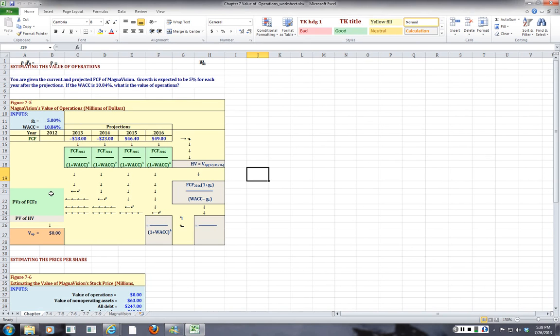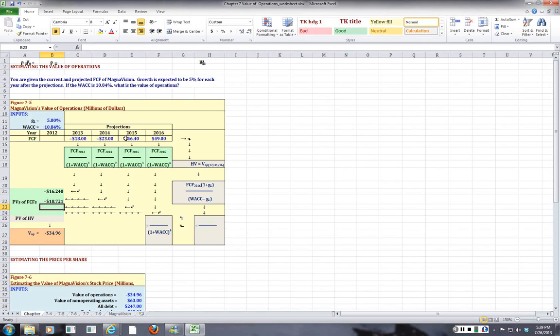So one of the first things we've got to do is take the present value of each year's projected cash flow. We're going to take that minus 18 and divide it by 1.1084 to the first power. The next year we're going to take that 23 and divide that by 1.1084 to the second power. That gives me the number I want to get.